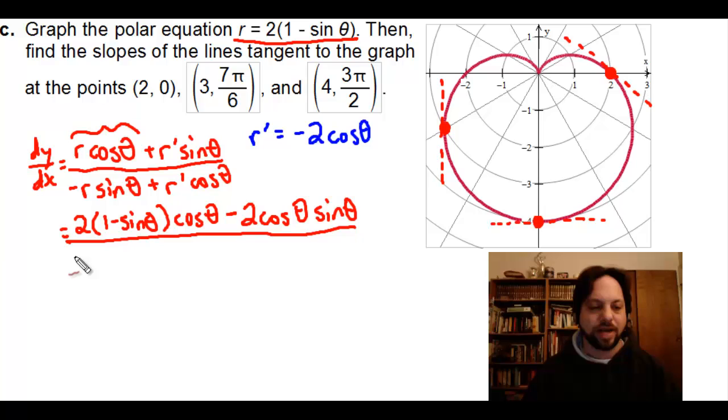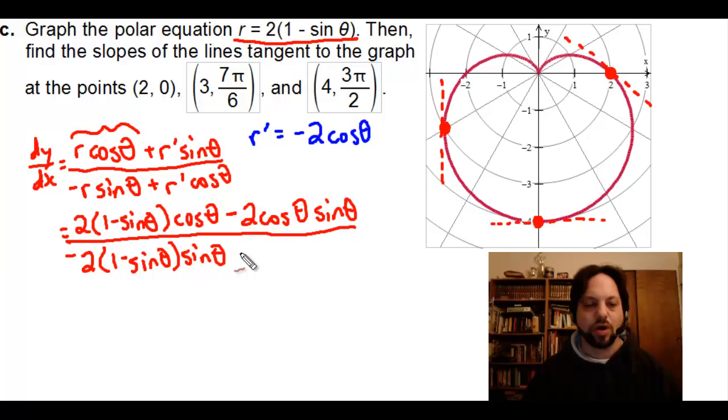Now, in the denominator, we're going to have negative r, so that will be a negative 2 quantity 1 minus sine theta. And this time we're going to multiply it by sine theta. And then over here we'll do r prime cosine theta. So here's my r prime, and with cosine theta.